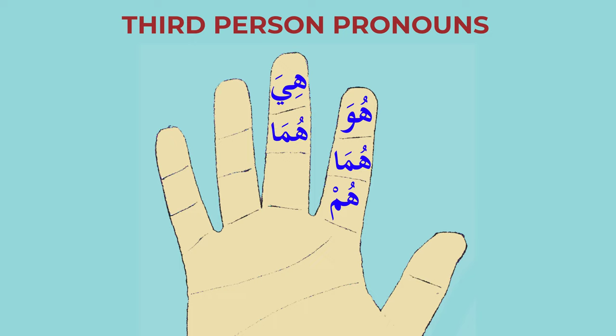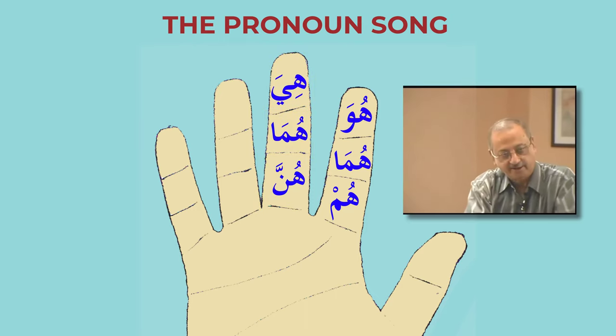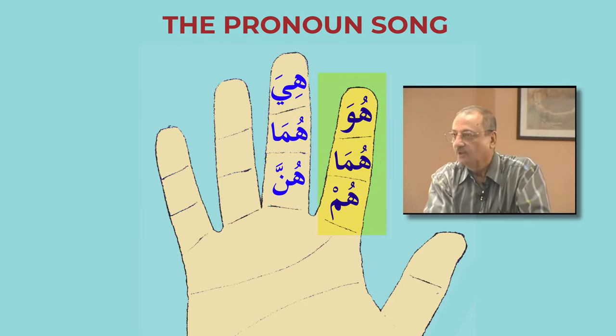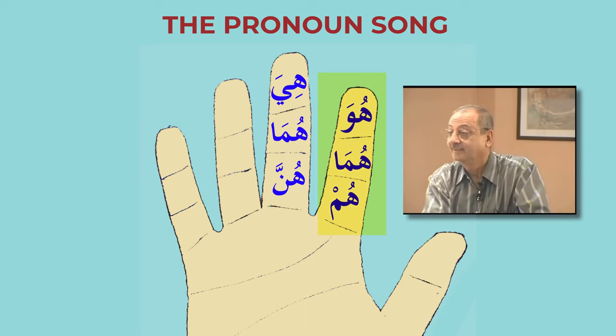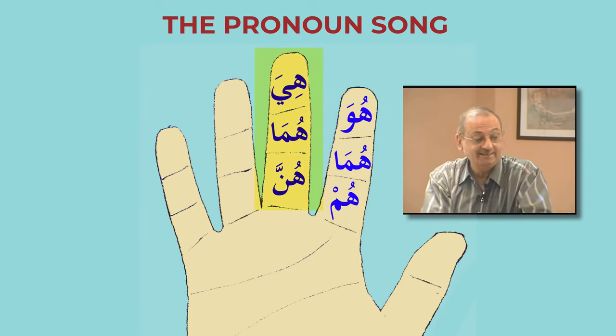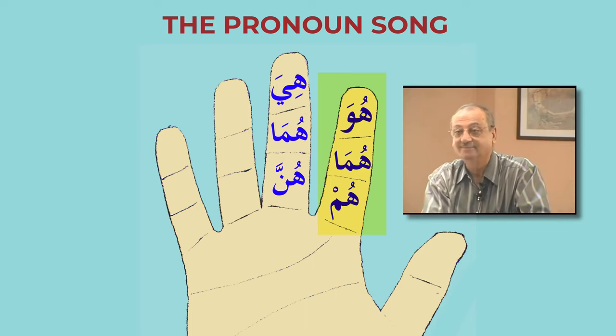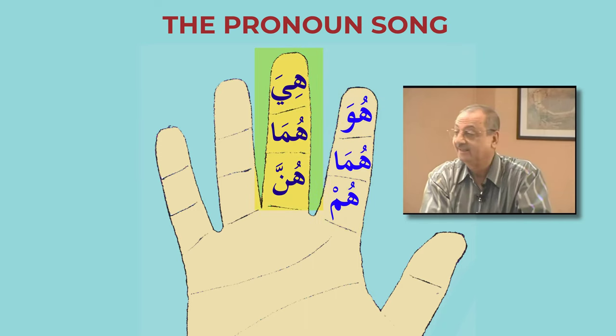Huma. Hunna. Is it? If you know it, then I can do the whole thing. But if you want to do it gradually, then we will only do this. Huwa, huma, hum. Hiya, huma, hunna. Are you with me, brothers and sisters? Huwa, huma, hum. Hiya, huma, hunna. Ready?